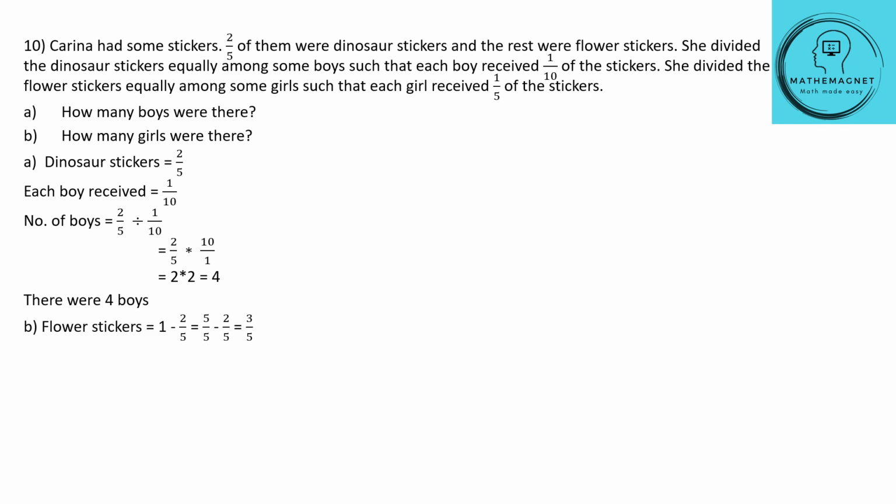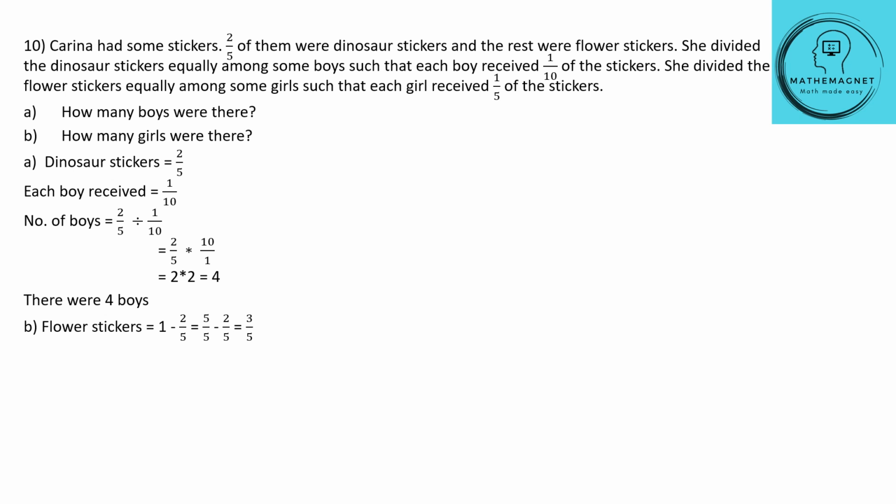Now to find the number of girls, we have to see the flower stickers. Now flower stickers is how much? She is saying the rest were flower stickers. To find the rest, we will have to subtract 1 minus 2 by 5. That is, 2 by 5 is the dinosaur stickers, so the remaining will be flower stickers. To find the remaining, 1 minus 2 by 5. To do that, we will convert it into like fractions. So 1 becomes 5 by 5, and 5 minus 2 by 5 will be equal to 3 by 5.